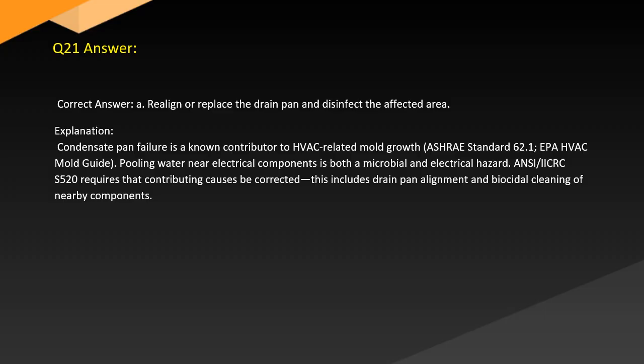Explanation. Condensate pan failure is a known contributor to HVAC-related mold growth. ASHRAE Standard 62.1. The EPA HVAC Mold Guide. Pooling water near electrical components is both a microbial and electrical hazard. ANSI KES requires that contributing causes be corrected. This includes drain pan alignment and biocide or cleaning of nearby components.